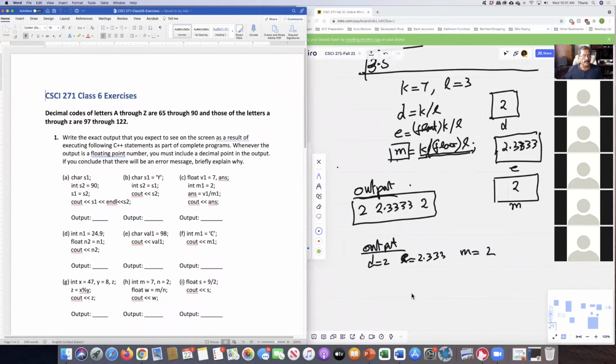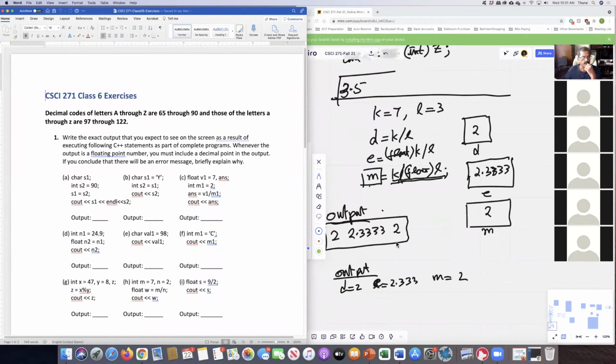All right, so I have here the first set of questions: write the exact output that you expect to see on the screen as a result of executing these statements as part of complete programs. They're not complete programs, but you can make complete programs out of them and run them. So if you make a complete program and run it, exactly what you will expect to see is the question. All right. Can somebody tell the answer for part A?